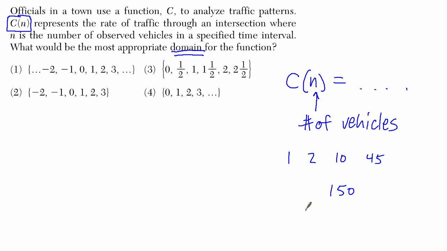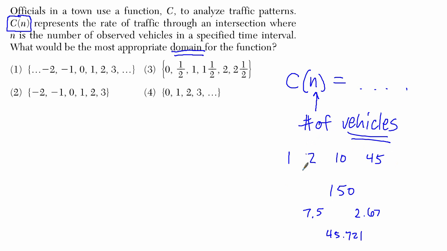What about 7.5 cars? Could you have 7.5 cars go through? Well, no, not really. You can't really have half of a car. So this idea of n representing the number of vehicles is something that we count with whole numbers. So there's 1 vehicle, 2 vehicles, 10 vehicles, 45 vehicles, 150 vehicles, but we can't have 7.5 vehicles. We can't have 2.67 vehicles. We can't have 45.721 vehicles. So we have to keep whole numbers when we're talking about vehicles, and a lot of different things can only be whole numbers.